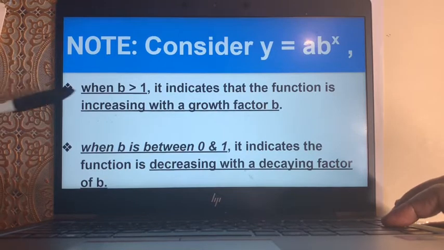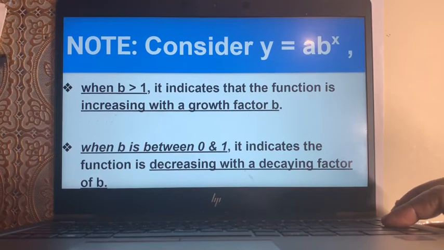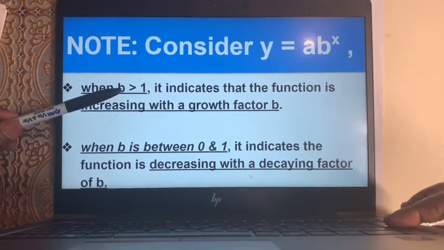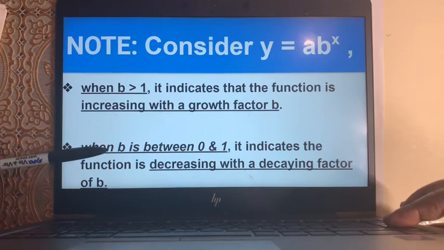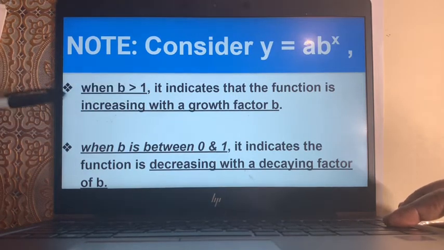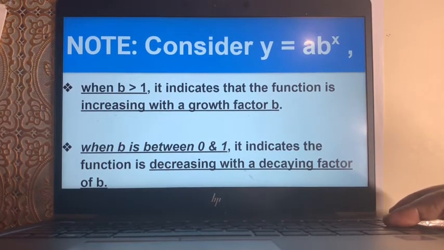Consider y equals a times b to the power of x, which is an exponential function. When b is greater than 1, it indicates an increase with growth factor b. When b is less than 1, especially between 0 and 1, it indicates the function is decreasing with a decay factor of b. So b is the one which determines whether the function is increasing or decreasing.